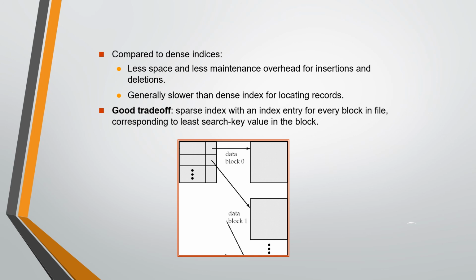And here is a new term called good trade-off, which means a sparse index with an index entry for every block in the file corresponding to the least search key value in the block. That is generally known as a trade-off.